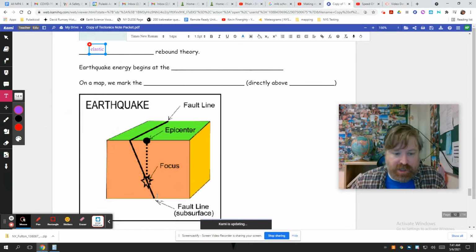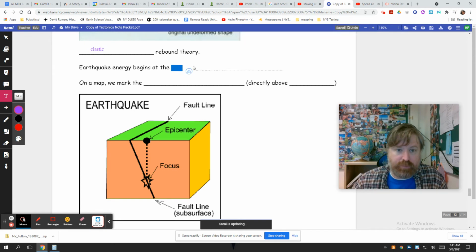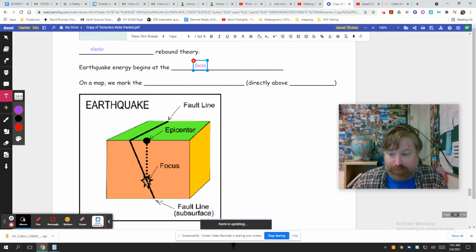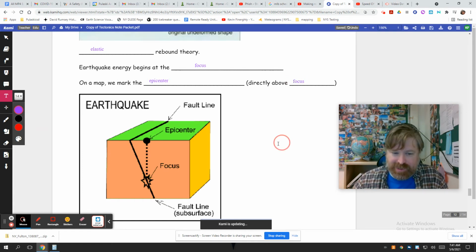All right, so the energy generally comes from within the Earth. It doesn't happen right at the surface. So it begins at what we call the focus. On a map, though, or what you'd hear in the news, if we were to say, look at this earthquake, they are going to talk about the epicenter. Directly above the focus, which doesn't necessarily have to be right on the fault. If you have a fault line that's tilted, then your epicenter is not going to fall on that.